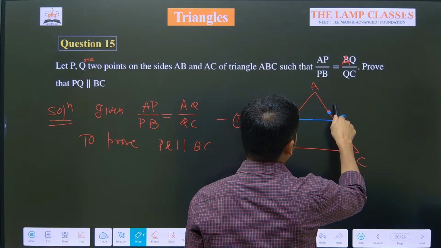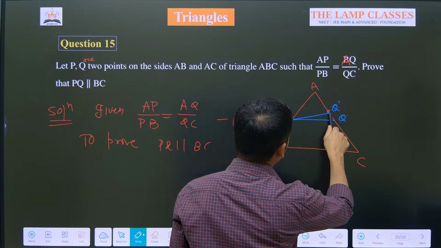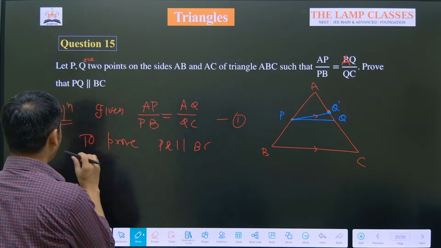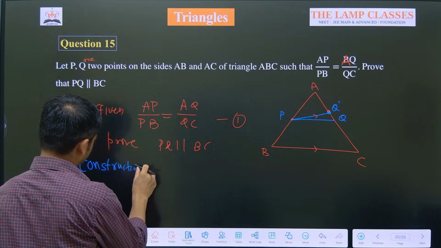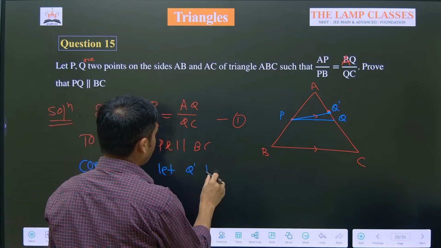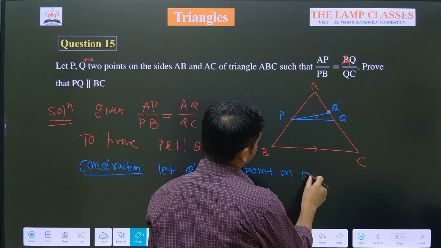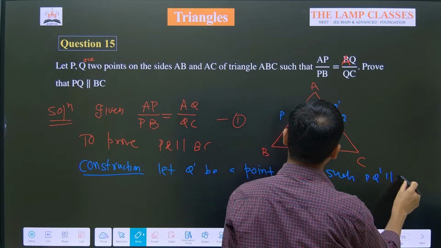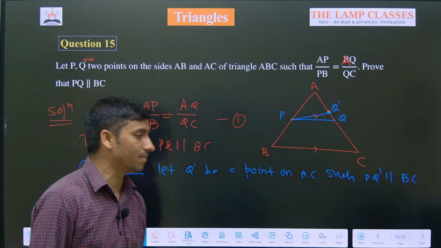Now there is a point Q dash, and I am doing the construction in such a way that this line PQ dash is parallel to BC. So construction is required here. Please mention that construction. Let Q dash be a point on AC such that PQ dash is parallel to BC. We are doing this construction so that we can apply the BPT theorem.